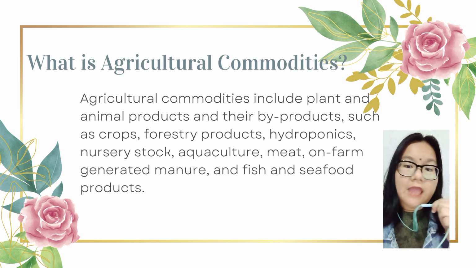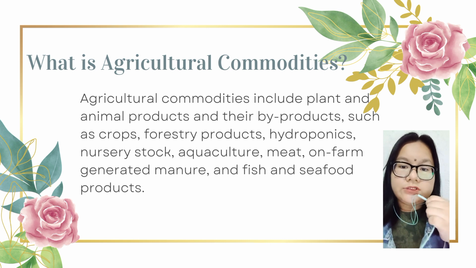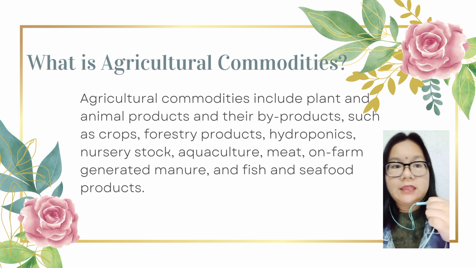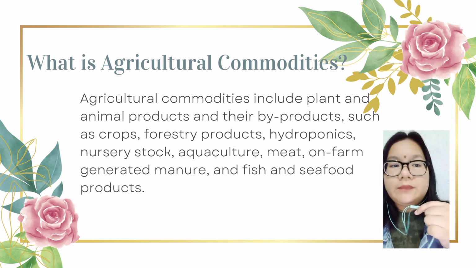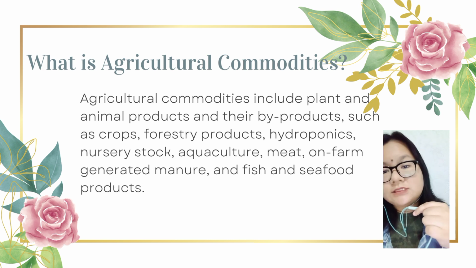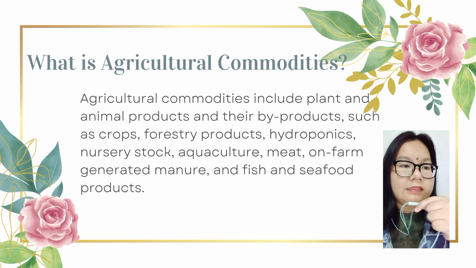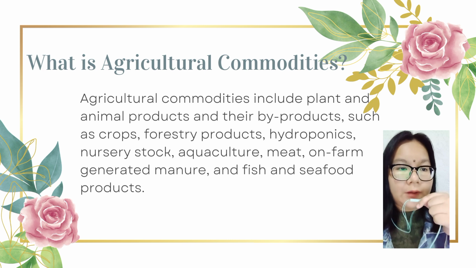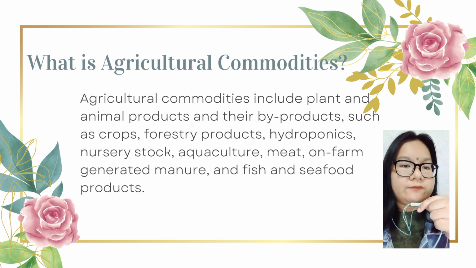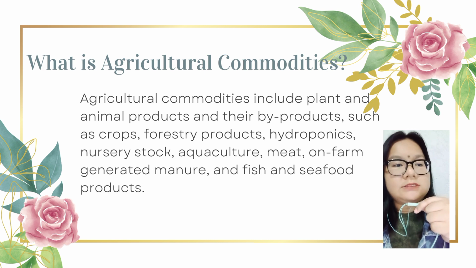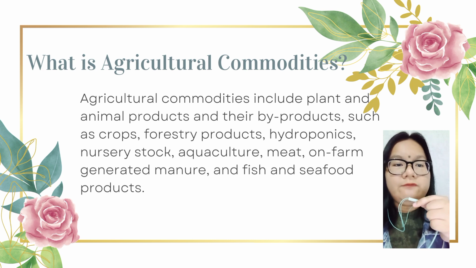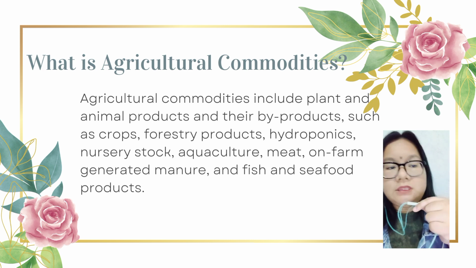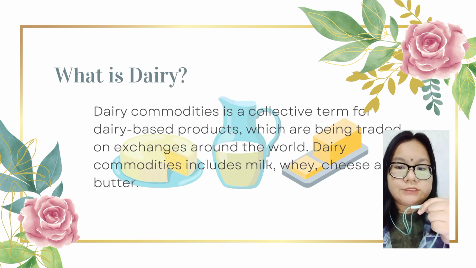Next, let's define agricultural commodities. Agricultural commodities include plant and animal products and their byproducts. This connects also to the commodity marketing system, which encompasses all the participants in the production, processing, and marketing of undifferentiated or unbranded farm products. This also includes farm input suppliers, farmers, storage operators, processors, wholesalers, and retailers involved in the flow of the commodity from initial inputs to the final consumers.